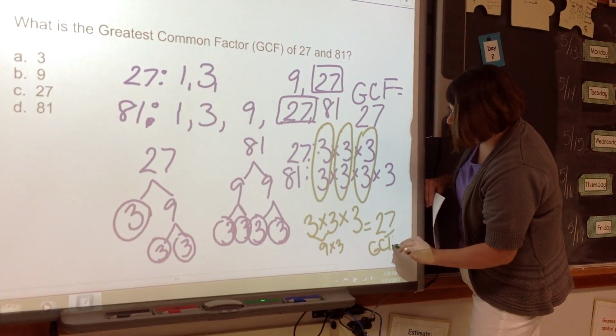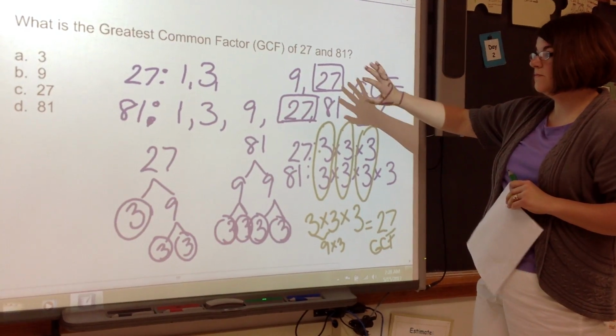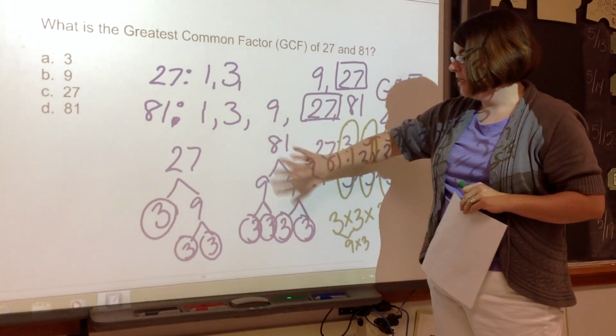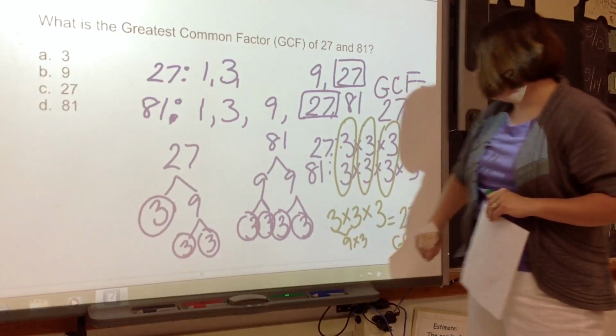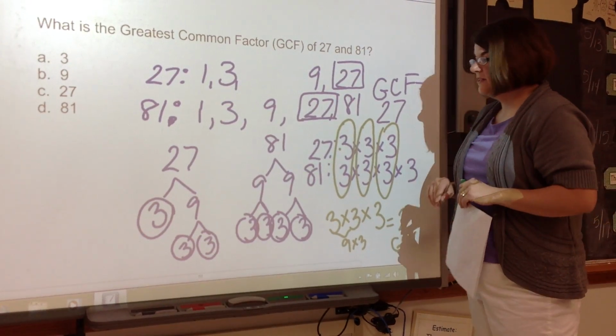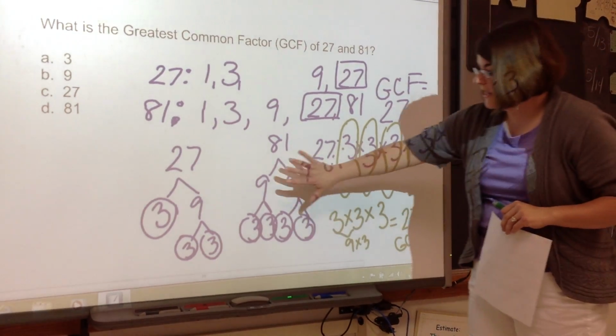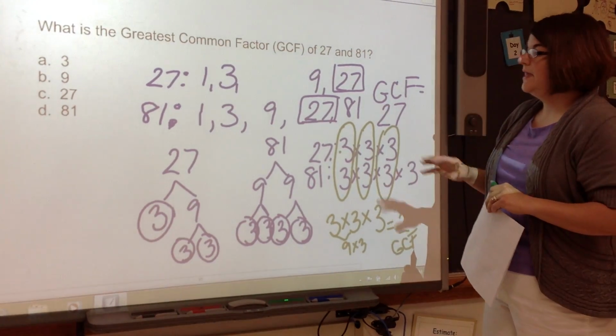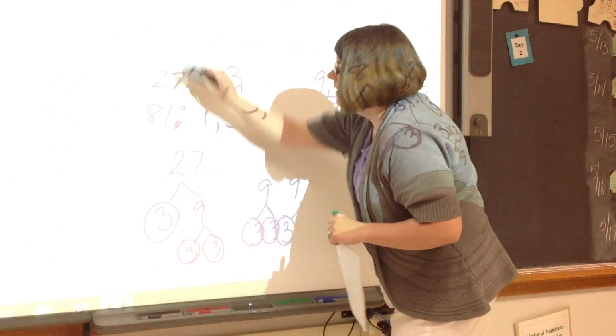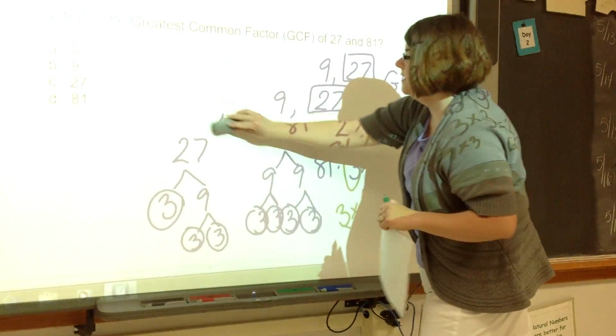So this is the second method. The first method is the list method. You're listing the numbers that divide it. In the second method, you're breaking these down to the prime numbers that make it up. And the third method is the Venn diagram method. Now, we take these factor trees, that's what they're called, factor trees, and we make a Venn diagram. I'll just erase this here so we can see it.